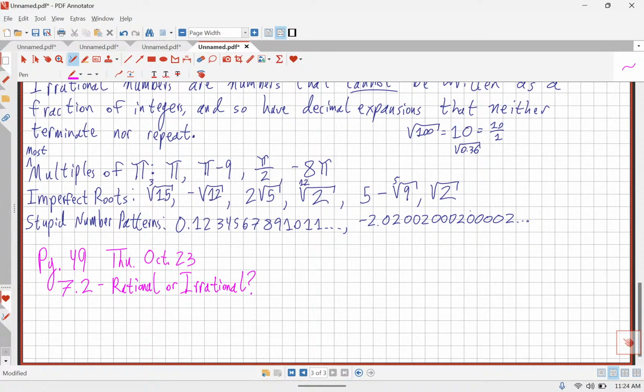Rational or irrational? It's basically, here's a problem, can you round it to the nearest thousandth? Here's a thing, is it rational or irrational? Why? And that's the idea, okay?